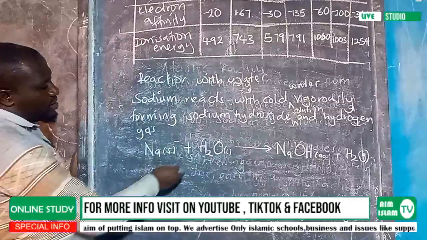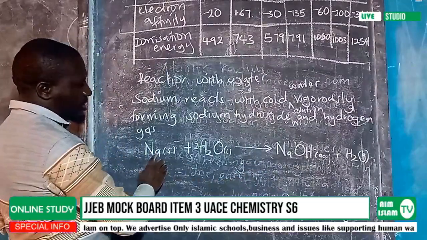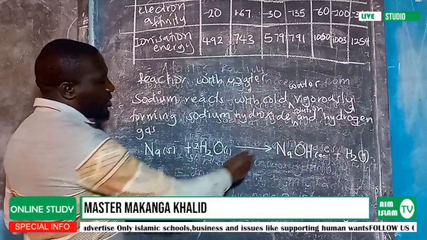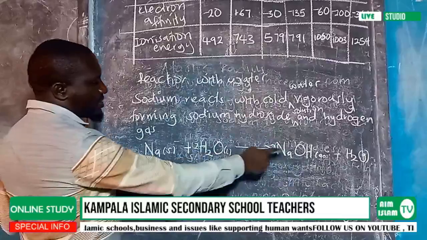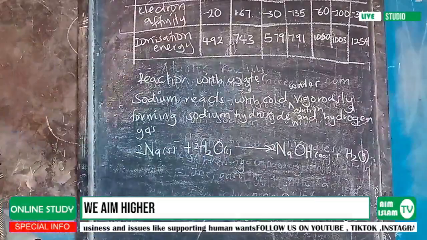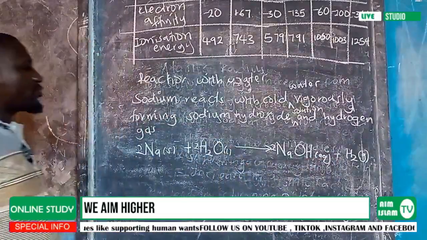So you can put 2 here to balance the sodium. You have increased the hydrogen to 4. Even this one is supposed to be increased. Now there are 4 hydrogen, oxygen there are 2, and even sodium. So that becomes our balanced equation. So that's how sodium reacts with water.